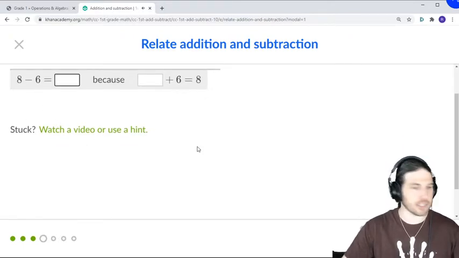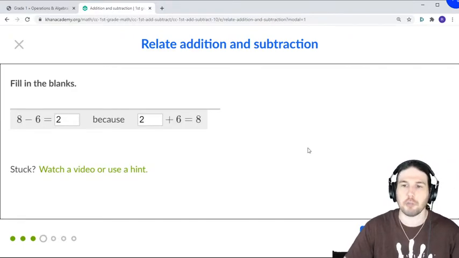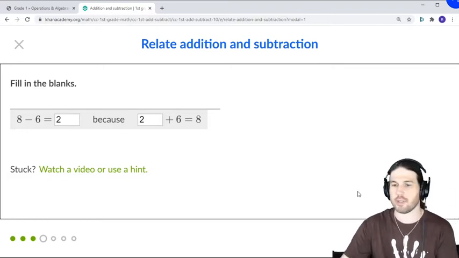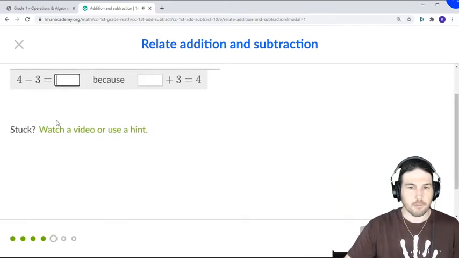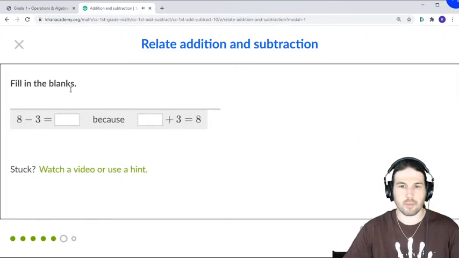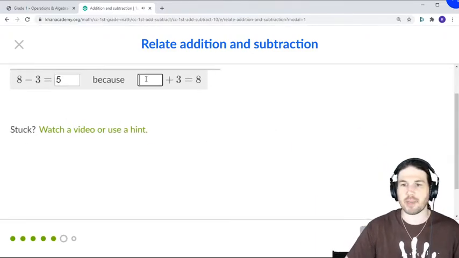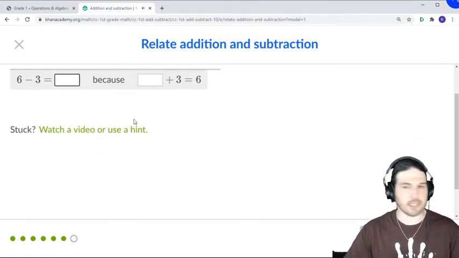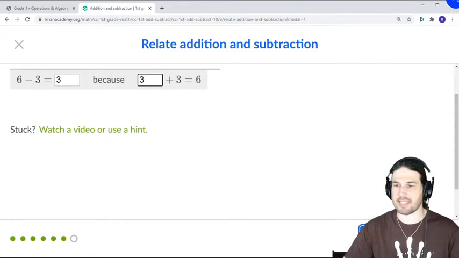8 minus 6 is 2, specifically because 2 plus 6 is 8. We are getting an early understanding of equations. 4 minus 3 is 1, 1 plus 3 is 4. 8 minus 3 is 5, because 5 plus 3 is 8. 6 minus 3 is 3, because 3 plus 3 is 6.